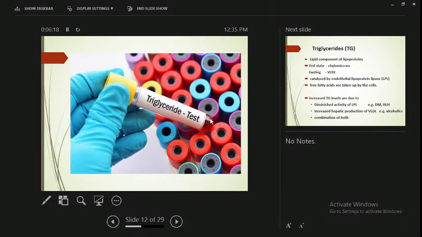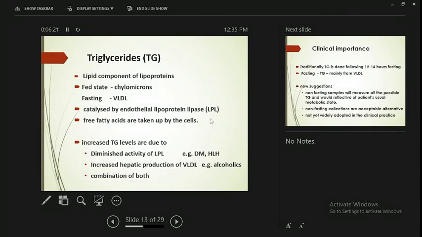And triglyceride, we commonly use as part of the lipid profile because it's a type of lipoprotein. If the patient is in the fed state after meals, it is mainly from the chylomicron. If it is in the fasting state, it is from the VLDL. That's why for interpretation purposes, we recommend patients to fast. 12 to 14 hours of fasting is recommended to eliminate the chylomicron. We assume that chylomicron is not there in that sample.